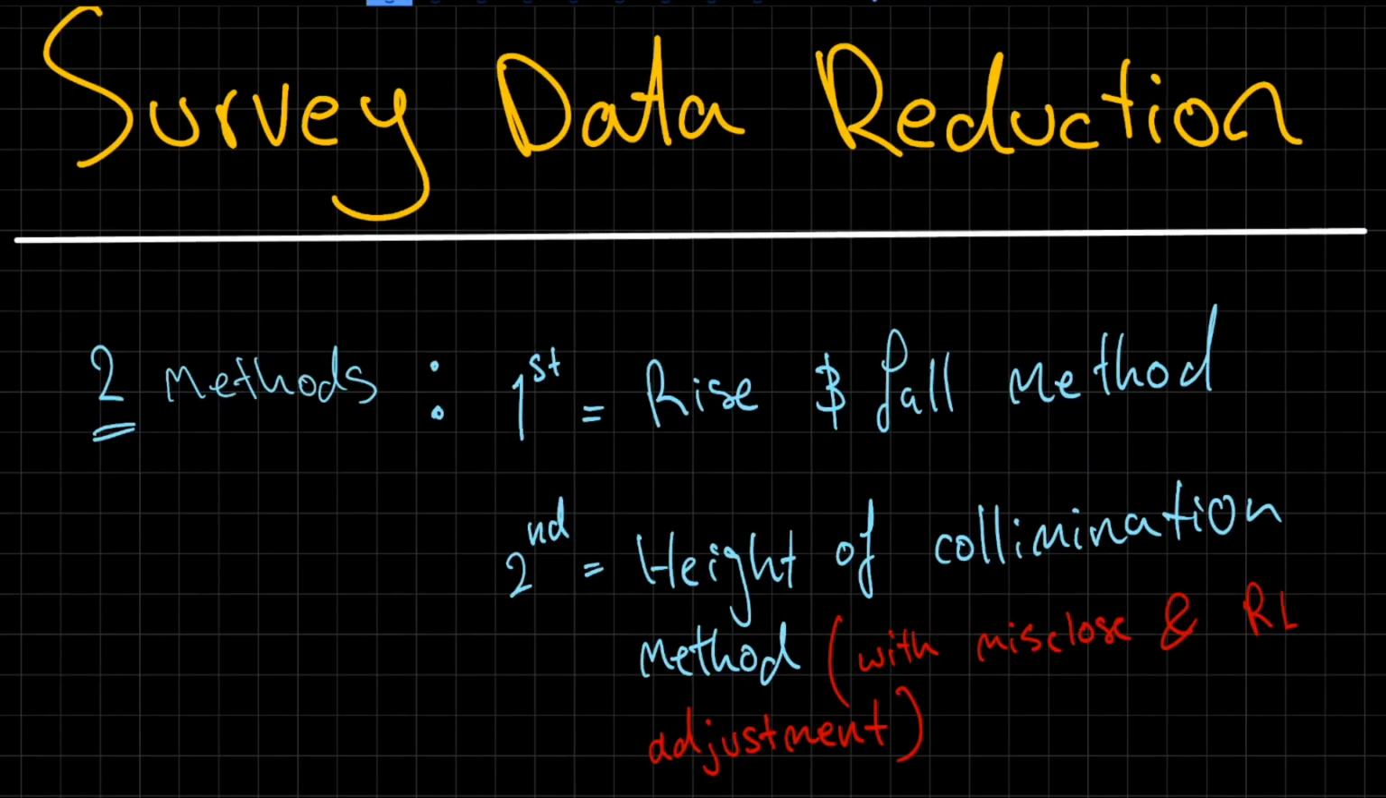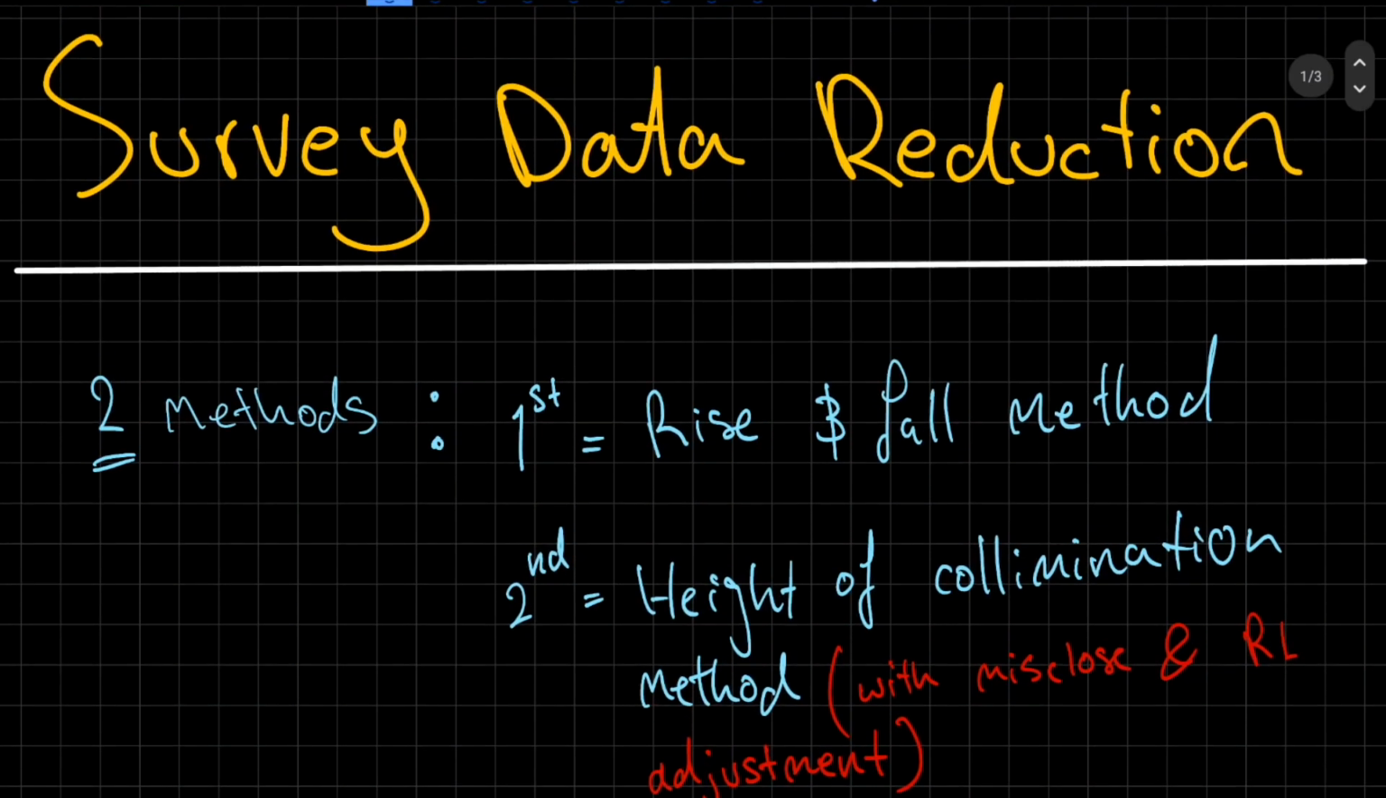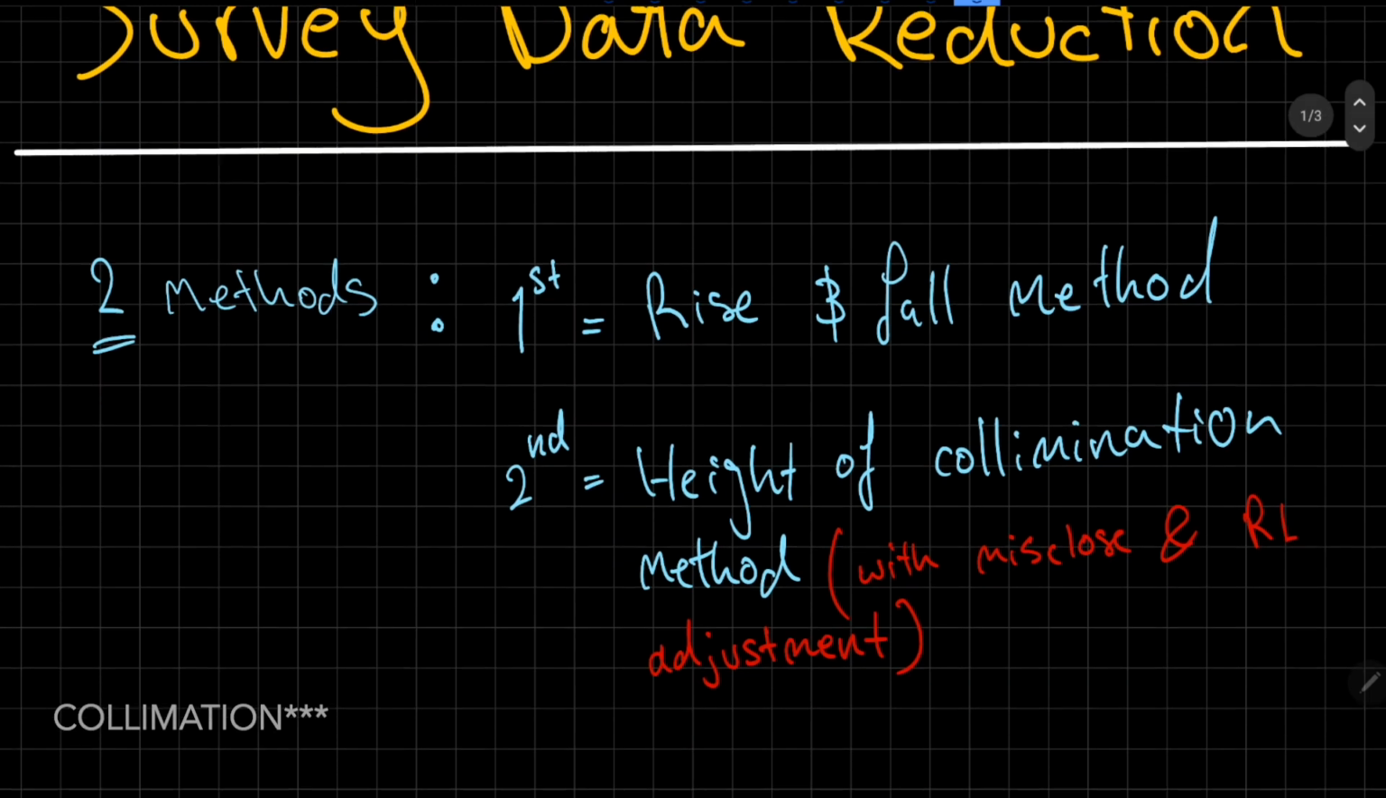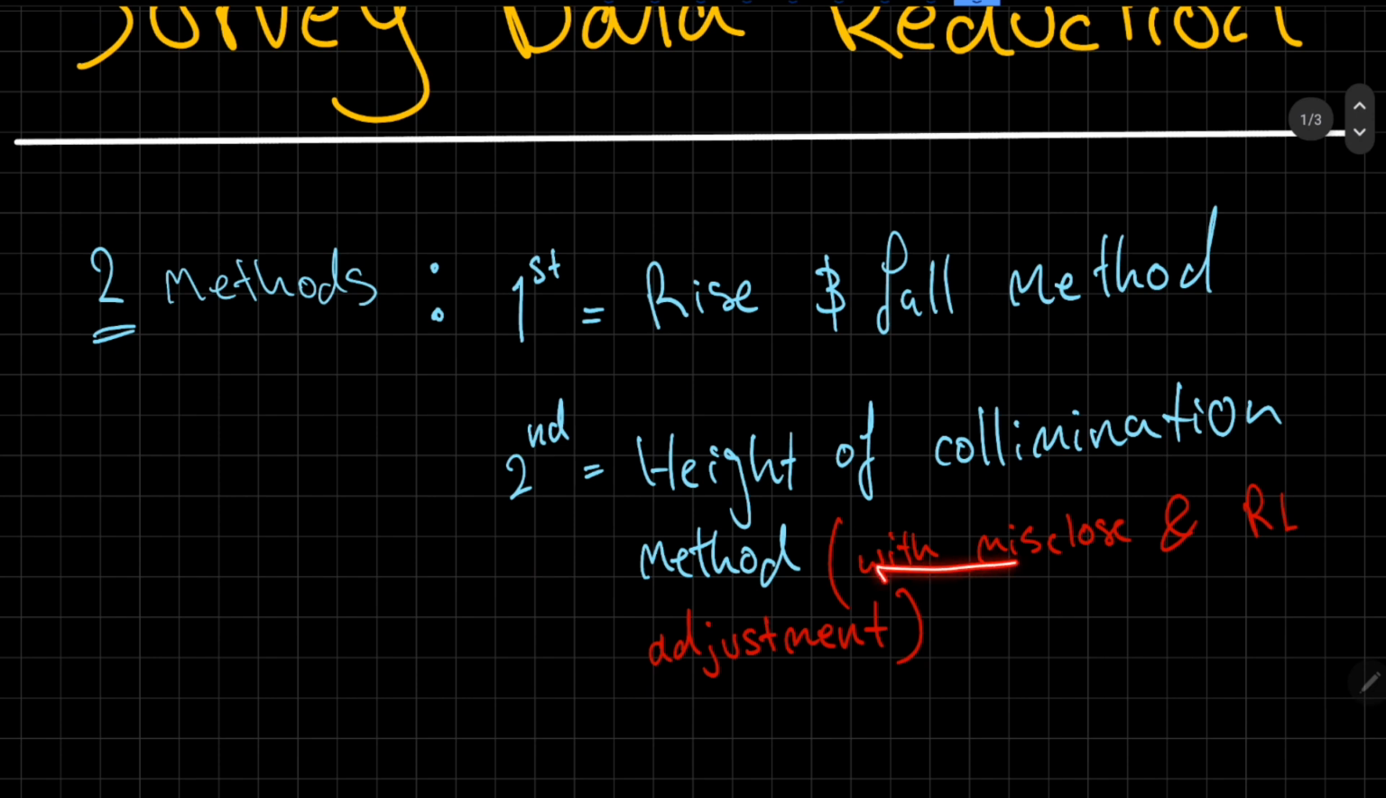In this video, we are going to discuss how to do survey data reduction, also known as field note reduction. We are going to talk about two methods. First method, the rise and fall method, which is probably the easiest one. Second method is the height of collimation method. With the second method, we are also going to factor in the misclosure, and we are going to do reduced level adjustment for each misclosure.